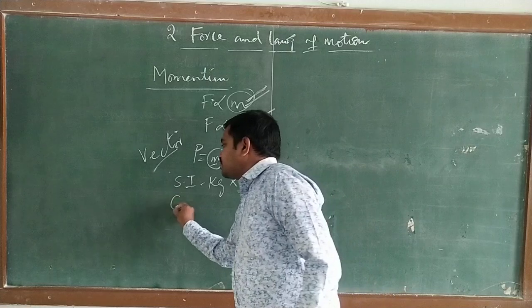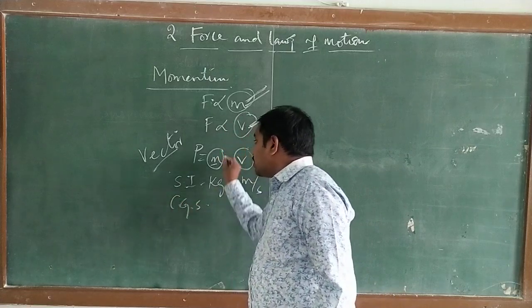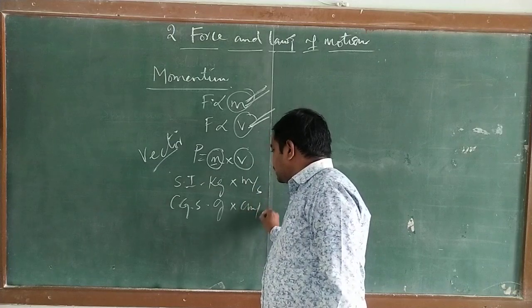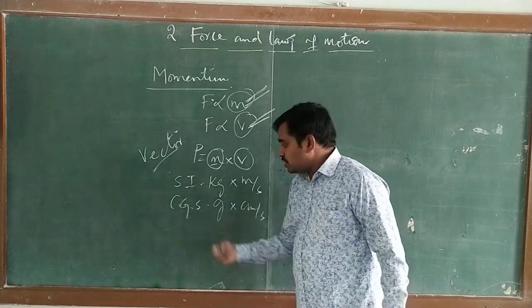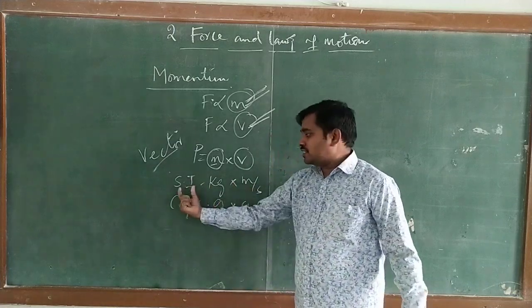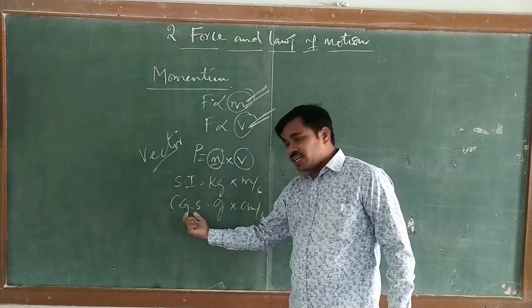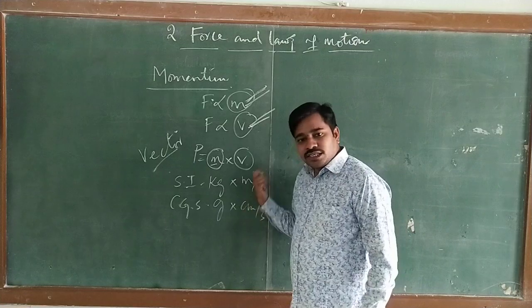Whereas in CGS, mass is measured in grams and velocity is measured in centimeter per second. So these are the two units of momentum. The SI unit of momentum is kg meter per second, whereas in CGS it is gram centimeter per second.